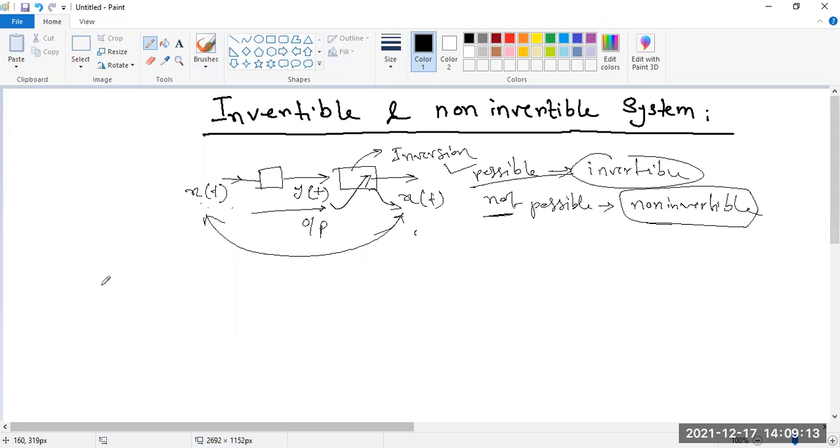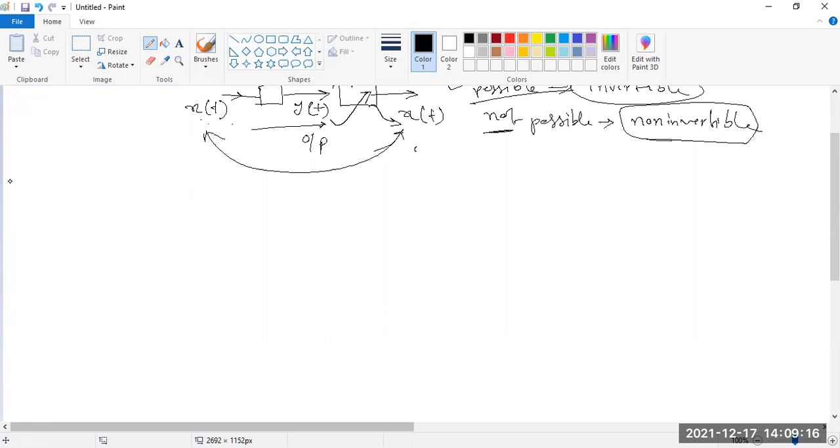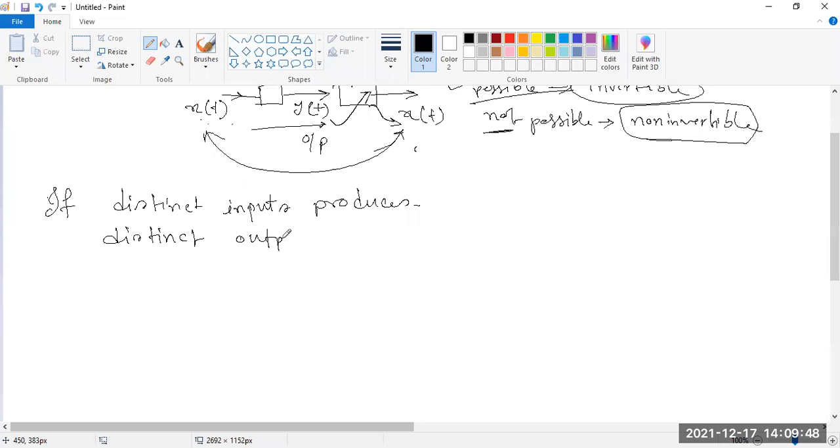So first you may write down these first few statements. Then we will prove it by an example. If distinct inputs produce distinct outputs, then it is called invertible.